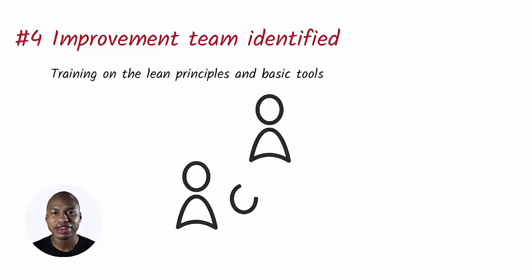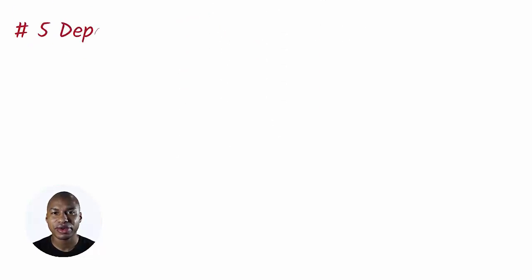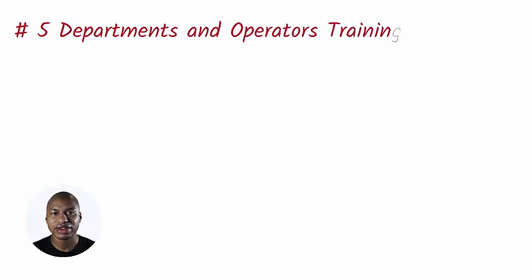4. An XYZ product improvement team is identified and training on the principles of lean manufacturing and basic tools is done. 5. The improvement team will be trained by the operators and by all the departments working on that product family: production, quality, maintenance, materials, etc.